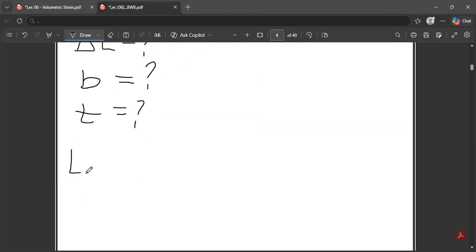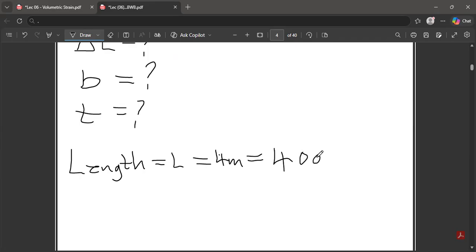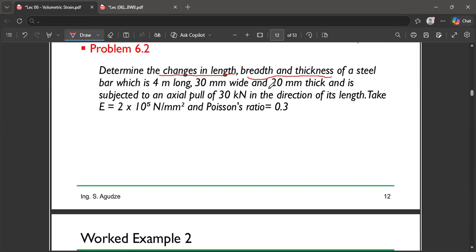We were later told that the length is 4 meters. The length is the same as the L, which is 4 meters. You and I know that the 4 meters is also equal to 4,000 millimeters, if you multiply it by 1,000, because you know that 1 meter is equal to 1,000 millimeters. So let's proceed.